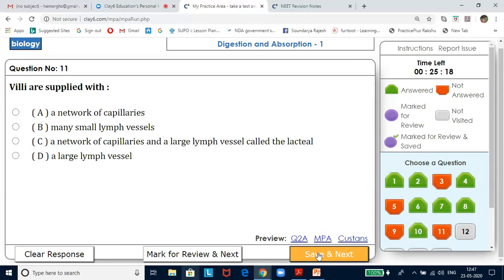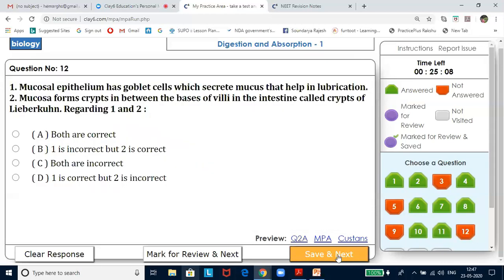Villi are supplied with a network of capillaries and a large lymph vessel called the lacteal. Mucosal epithelium has goblet cells which secrete mucus that help in lubrication. Mucosa forms crypts in between the bases of villi in the intestine called crypts of Lieberkühn. So both are correct here.